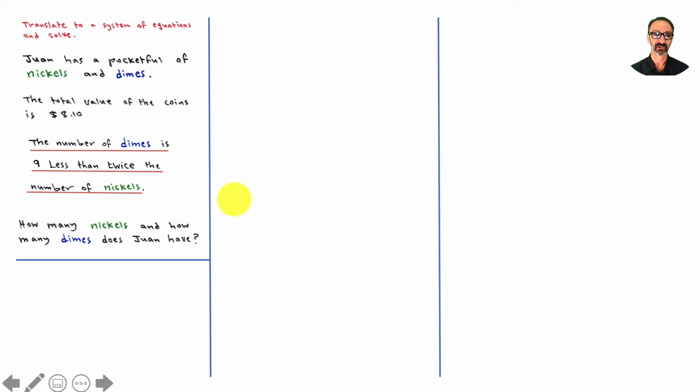How many nickels and how many dimes does one have? That is the question. As you can see, it's kind of lengthy to write or read. But let's get into it.